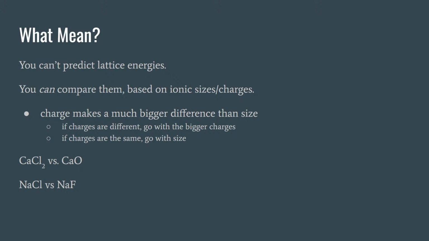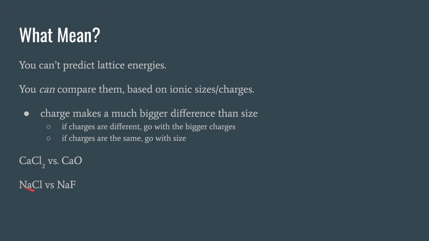Okay? So for example, right here, we're comparing calcium chloride versus calcium oxide. In either case, it's something bound to calcium, so we look at the anions. We're comparing chloride versus oxide. Chloride is 1-, oxide is 2-. So the relative sizes of chloride and oxide don't matter. The fact that oxide has a 2- charge, that overwhelms everything else. Calcium oxide is going to have the bigger lattice energy. Calcium chloride is going to be lower.